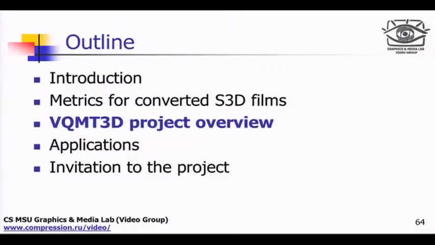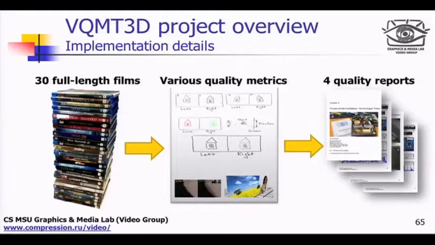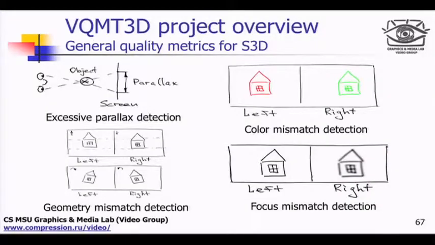And generally, again, we organized a project with publications with fairly deep analysis of such kinds of artifacts for captured movies and artifacts for converted movies. Generally, we analyzed 30 full-length movies. And currently, we have published 4 reports, but internally are preparing 3 next reports, with a lot of metrics.